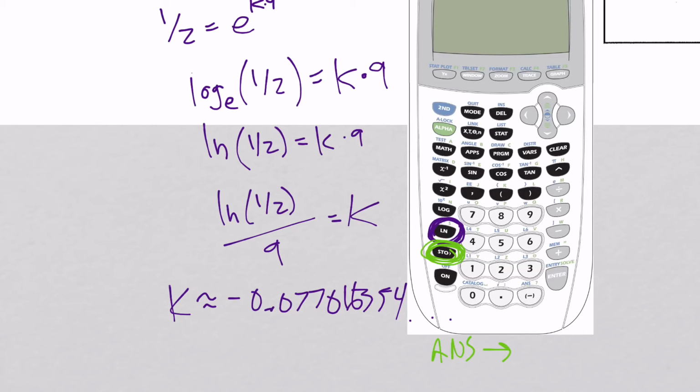Now we want to store that answer to a variable. So if you hit the alpha button and then the math button, it will store that to variable A once you hit enter. So go ahead and store that to A, and now that exact value is stored and we can use it in our future calculations. Because we are not done with this problem, all we've done is find the rate of decay. And I know it's decay because it is a negative number.